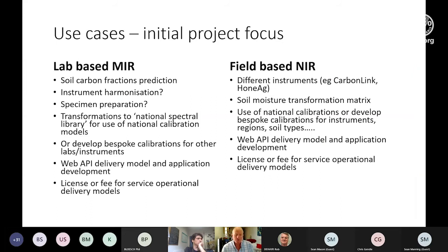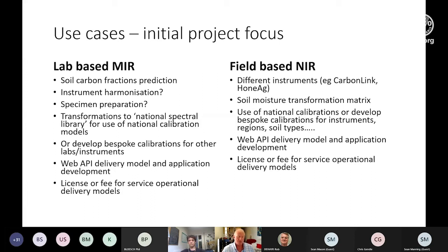Pretty big task. So we've got a two-year project, and in the first instance, we need to focus on some probably market-ready deliverables that we might be able to get out there in the next 6 to 12 months. And we're looking across the two instruments. So in the MIR space, we think the soil carbon fractionation work is reasonably unique within CSIRO and has been requested a number of times by different organisations. We'd like to think about ways to get that out.